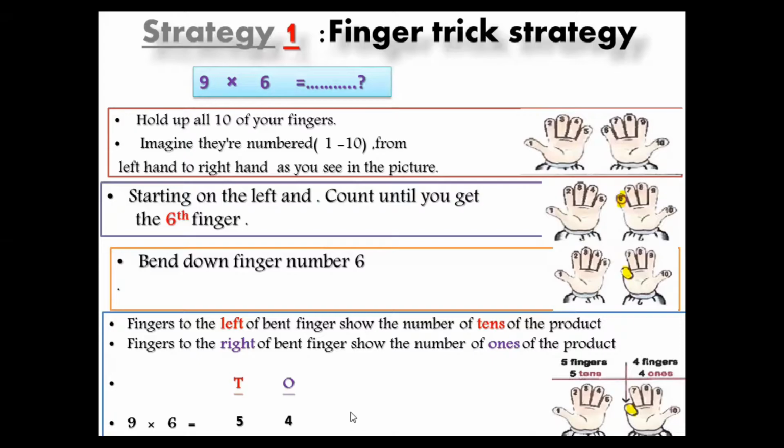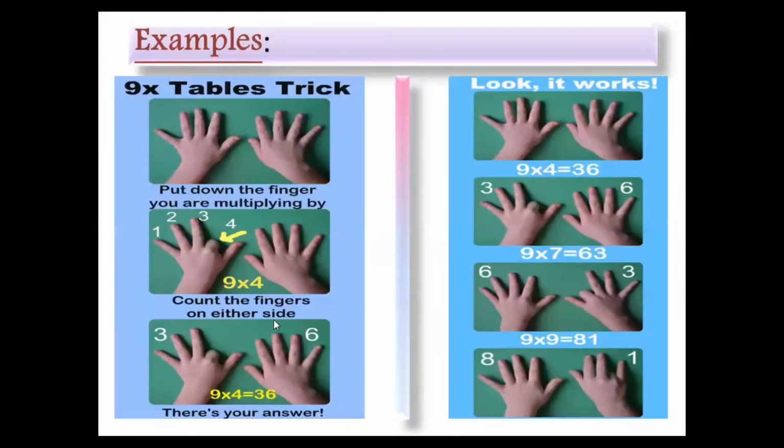Let's take more examples. Here I want to get the product of 9 by 4. First step, you hold up your 10 fingers as you see in this picture. Then we count from the left hand until we get the fourth finger, and then you bring down the fourth finger.